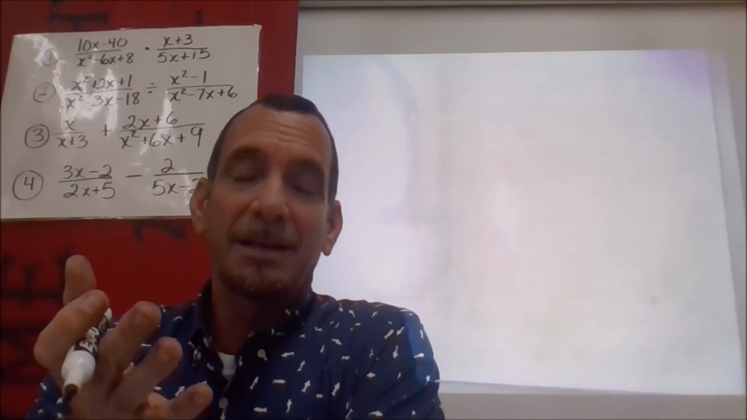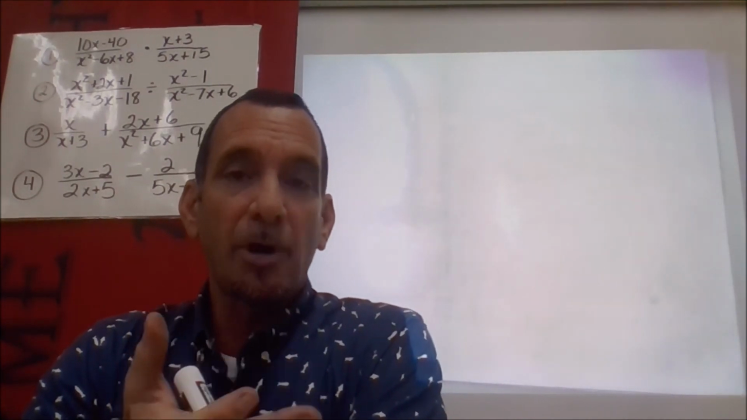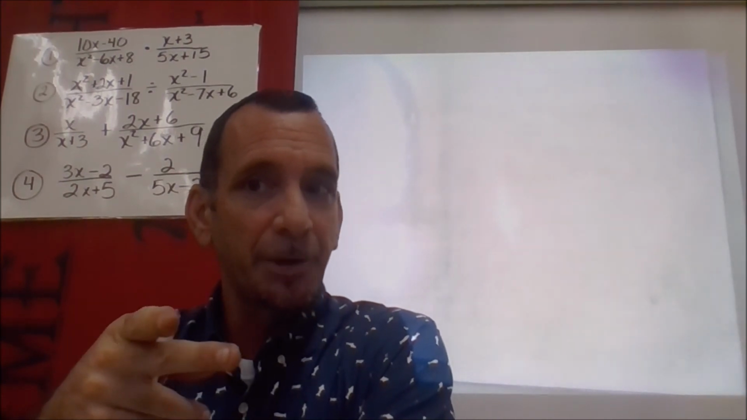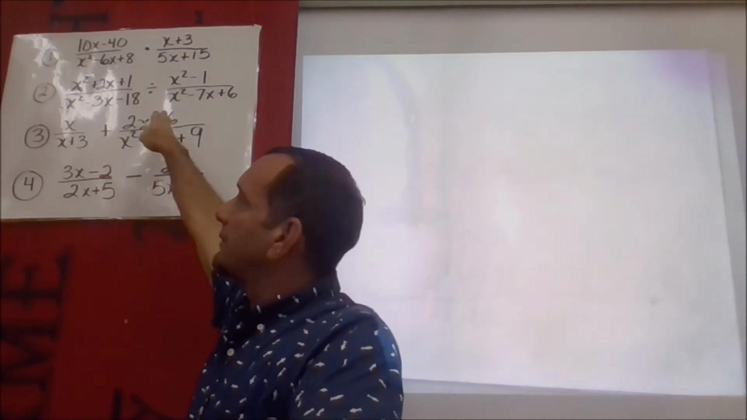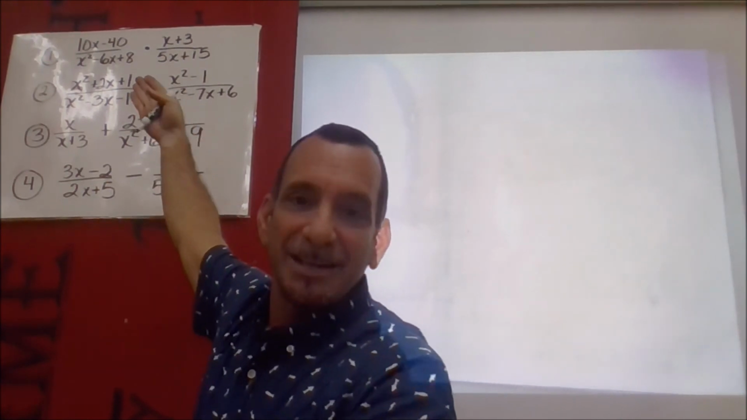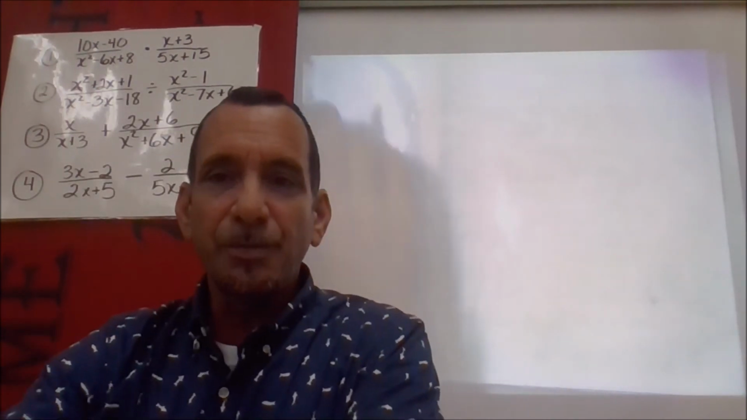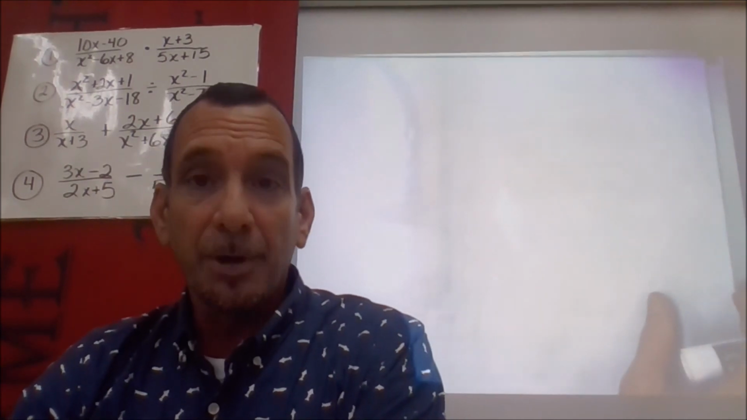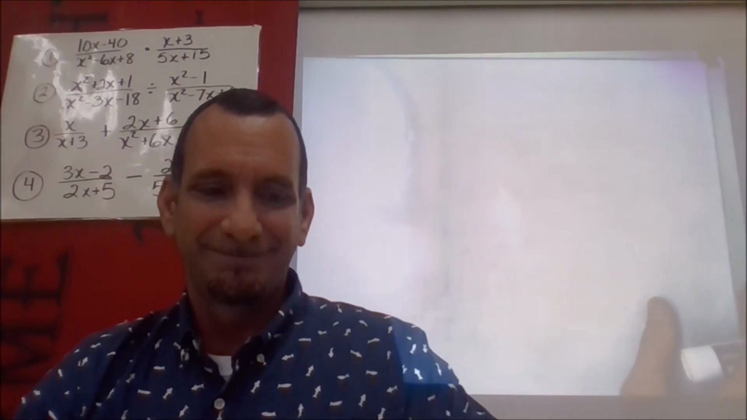Now, multiplying and dividing are basically the same process, except for in division, you have to multiply by the reciprocal. So when it's a long problem like this, number 2 up here, and I see it in the book as a division, I just write it down as a multiplication and make sure I use the reciprocal of the second term.